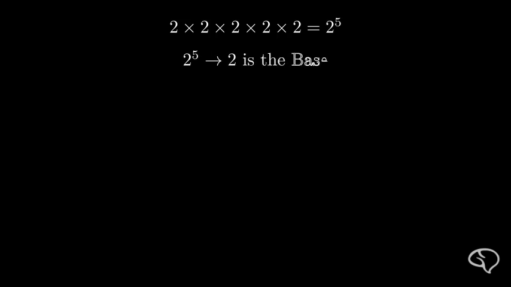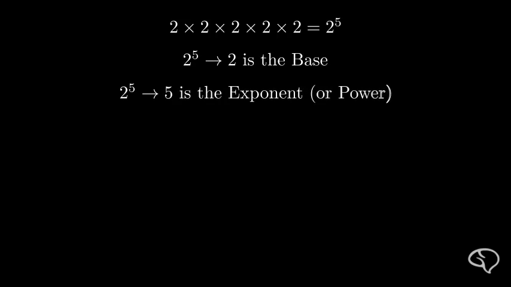Let's go back to our example. Instead of writing 2 times 2 times 2 times 2 times 2, we can write it like this: a big 2 and a small 5 floating up high. This is an exponential expression. It has two main parts. The big number on the bottom is called the base. It's the number that gets multiplied. The small number floating up high is called the exponent, or the power. It tells you how many times to multiply the base by itself.